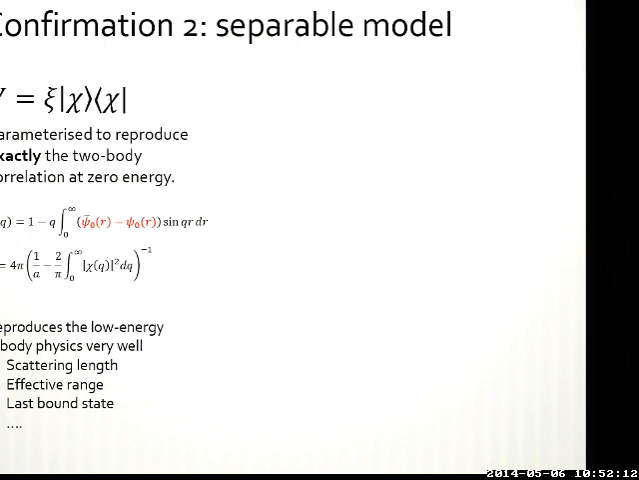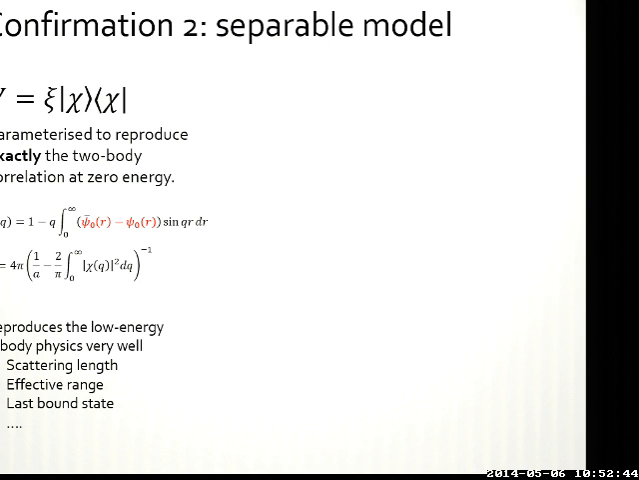So in momentum space, chi is equal to this expression, where here we have the zero-energy two-body wave function. That's the full wave function, and that's the uncorrelated, the free wave part. And xi is given by this expression. You can show this. Then we have a model which, by construction, reproduces the scattering length exactly, the effective range exactly, and more generally, the low-energy physics. So let me show you an example.